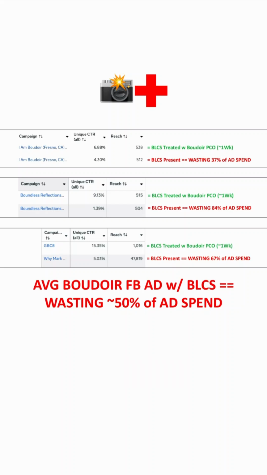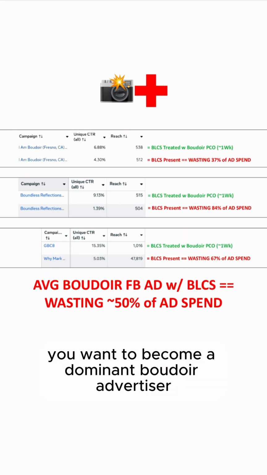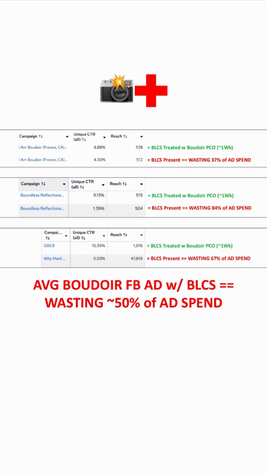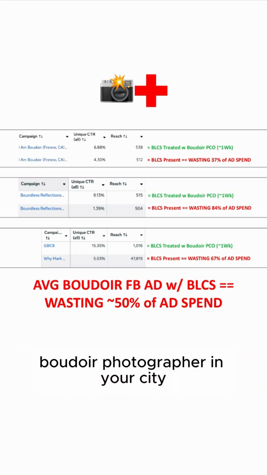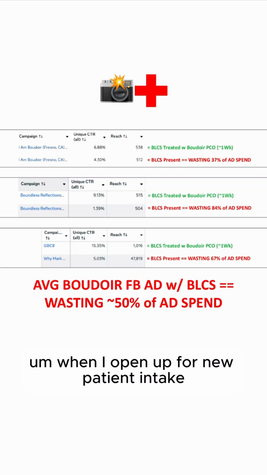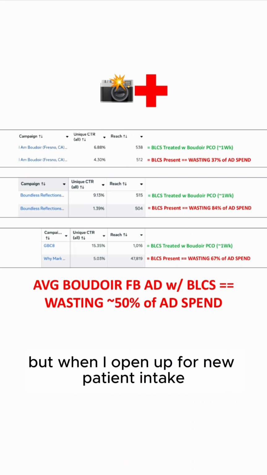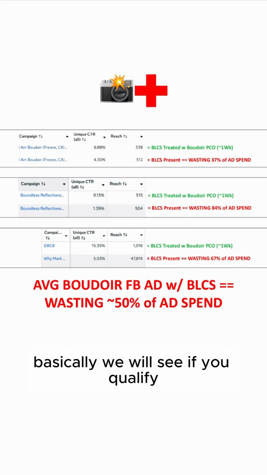And you decided that you want to achieve pre-click alignment. You want to become a dominant boudoir advertiser. You want to achieve boudoir brain entry boost for your boudoir Facebook ads, because it's necessary on your way to becoming the #1 boudoir photographer in your city. So if you want to achieve all that, shoot me a DM when I open up for new patient intake. My hospital currently does not have new patient intake, but when I open up for new patient intake, shoot me a DM, and then we will see if you qualify.